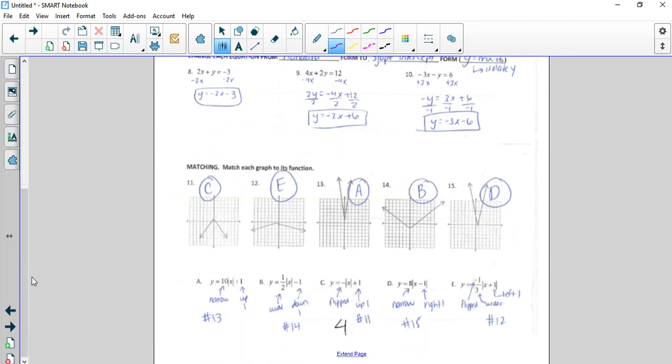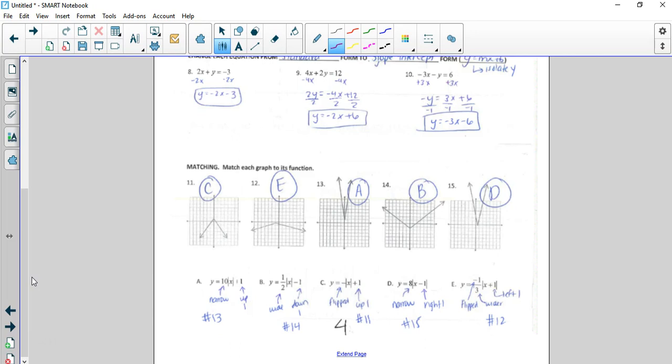Matching. Okay, A is obviously an absolute value problem. But they're all absolute value problems, so we have to do more than that. For A, the 10 is narrow, so it's probably going to be 13 or 15. It's positive, so it's still 13 or 15. The plus 1 moves it up 1. So that's why 13 is A.